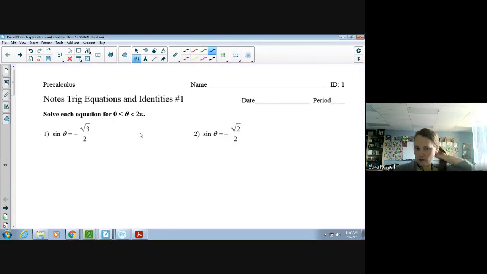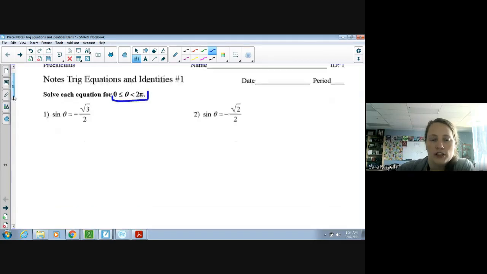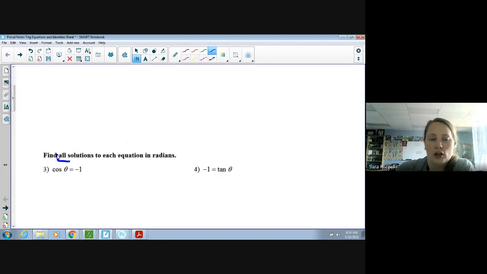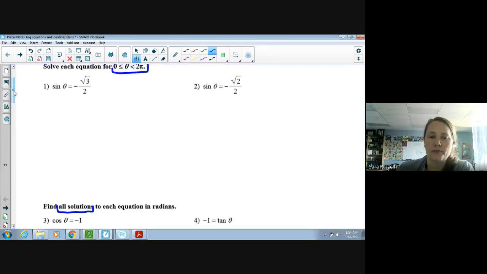So what we're going to look for is we have 2 types of problems. If you've noticed, some of them say to solve the equation from 0 to 2 pi. And some of them say to solve the equation finding all of the solutions. So there's a difference in the way you answer your problems if it's from 0 to 2 pi versus all solutions. So from 0 to 2 pi just means going once around the unit circle.